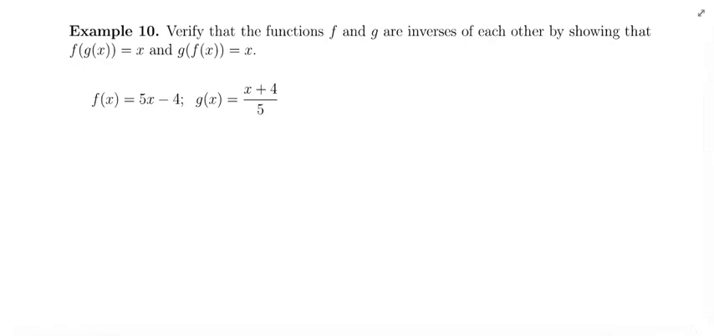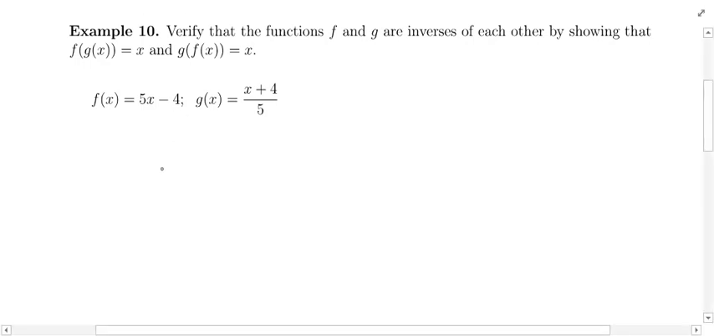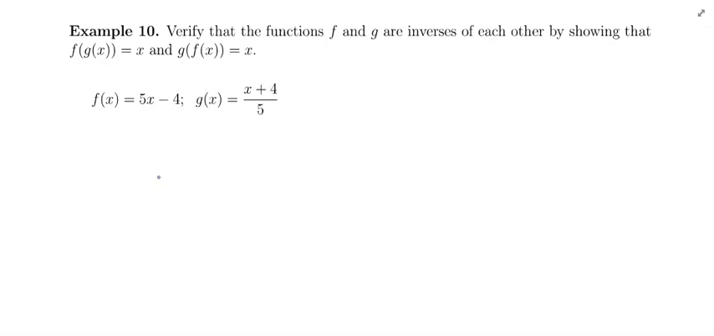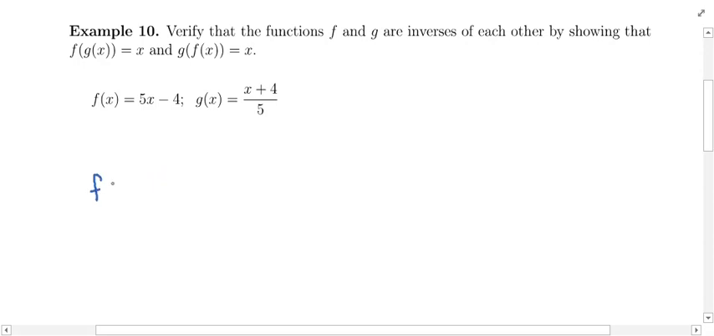So let's get started. We have to do the composition in both directions. It's not good enough to just do one direction. You have to compose them in both directions and make sure you get x as the result in both situations. Here we're going to start with f of g of x. Here f is the outside function, g is the inside function, so we're plugging g into f.